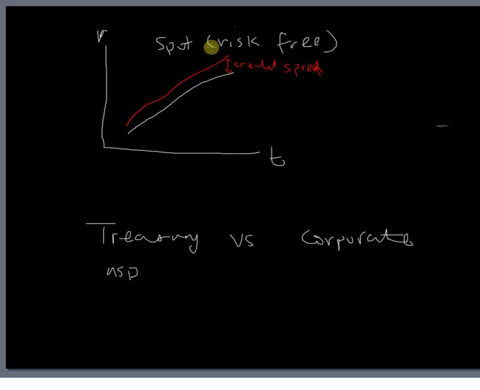So at this point in time, just distinguish between the spot rate curve plotted from treasury issues versus the yield curve plotted from corporate issues, and the difference between them is called the credit spread. And our next lecture will talk about how we plot the spot rate curve issued by treasuries.